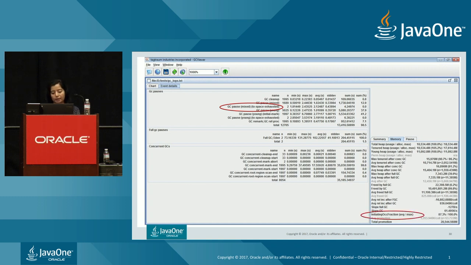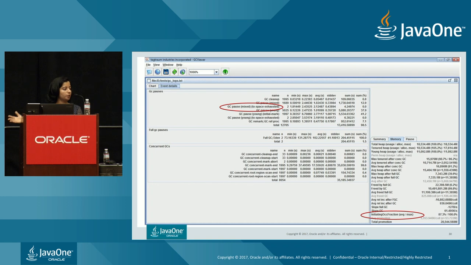If we look closely, there is an option at the bottom, the initiating occupancy fraction, which is the value that indicates at which fraction the concurrent marking cycle of the G1 collector should start, which prepares the old generation regions so that they can be included in mixed collections. If the mixed collections do not have old generation regions as part of them, the old data doesn't get collected.